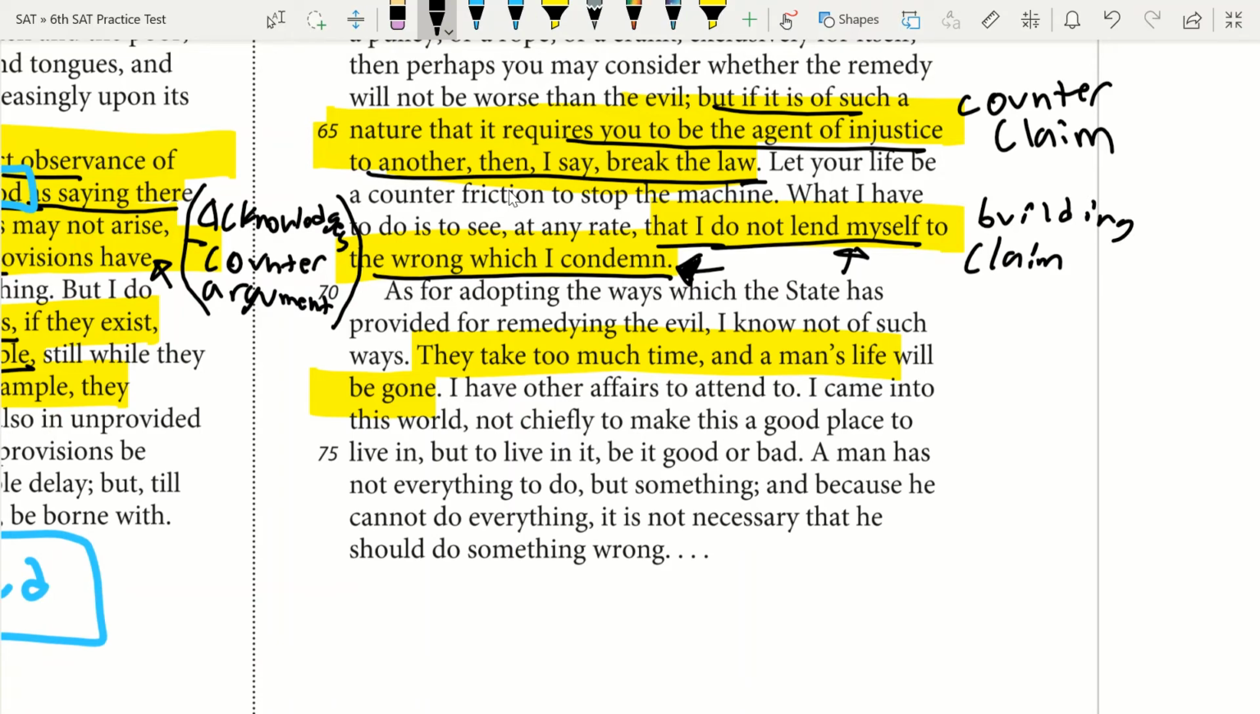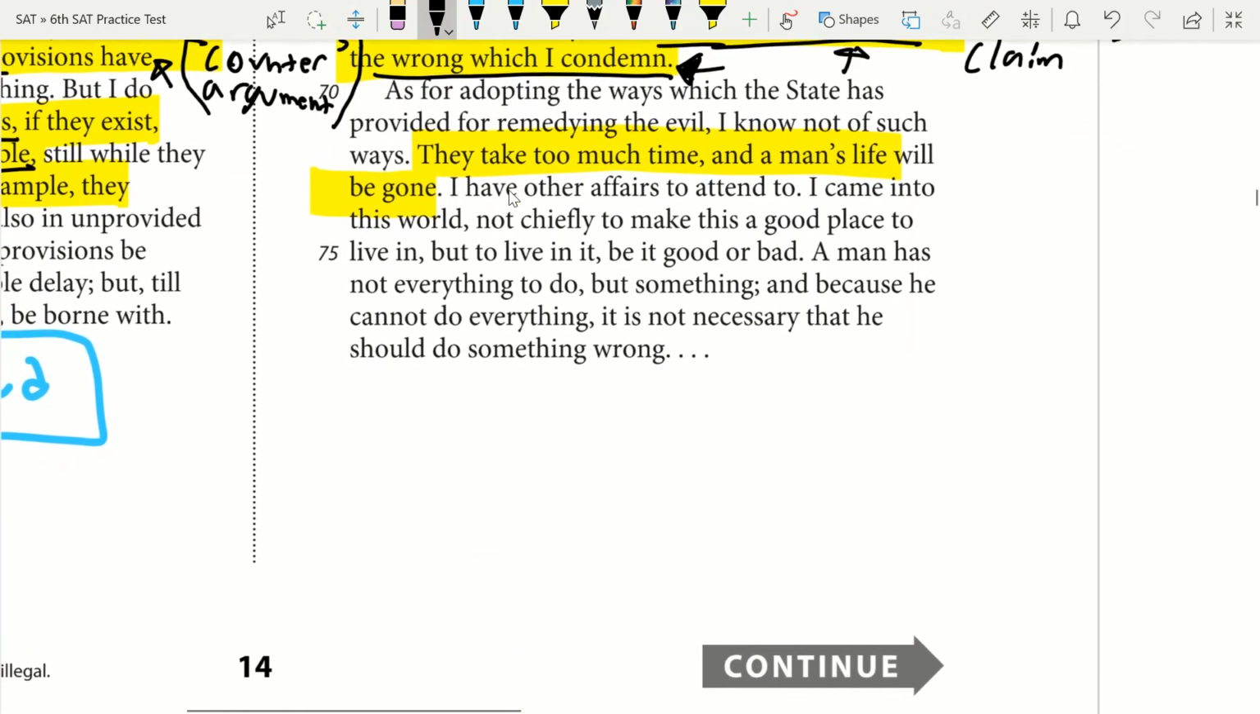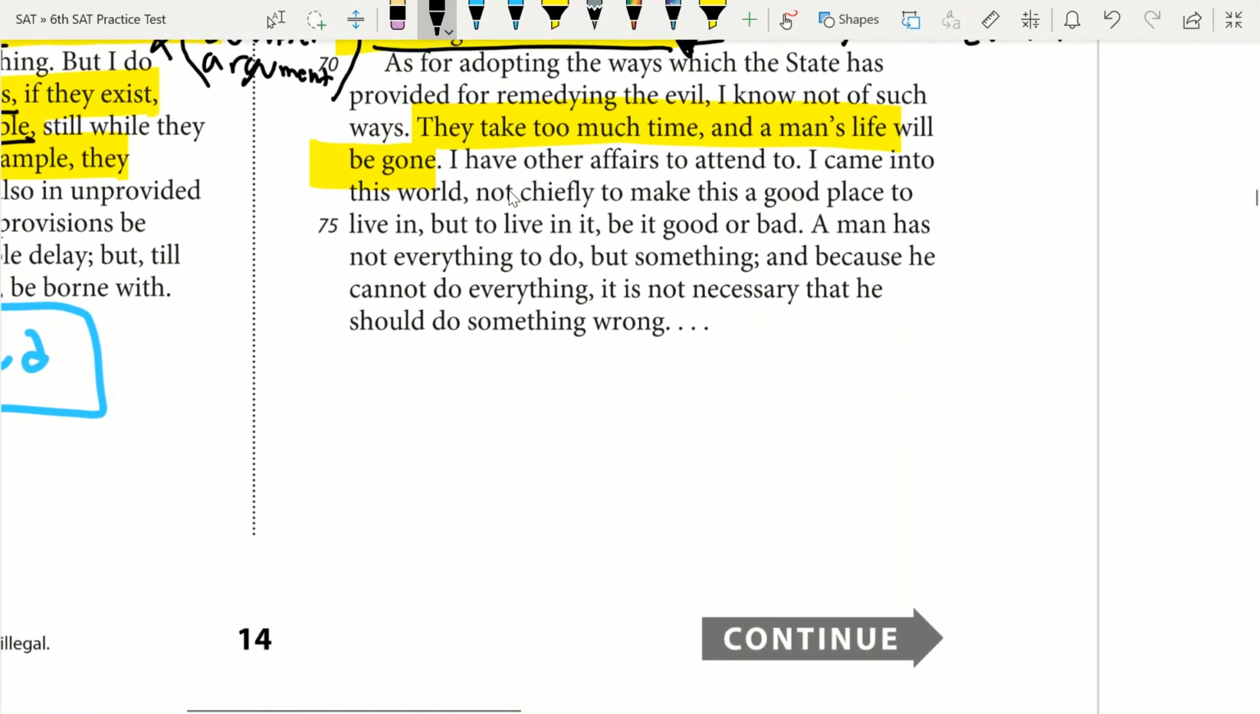This one right here, if you didn't want to highlight or underline it, it wouldn't be a big deal. It doesn't seem too important, but I didn't know what was to come, so at that point I thought it could be important. Next, we have, "they take too much time and a man's life will be gone." "They" here is referring to the laws and the process of changing the laws. So this is a pretty big claim, in my opinion.